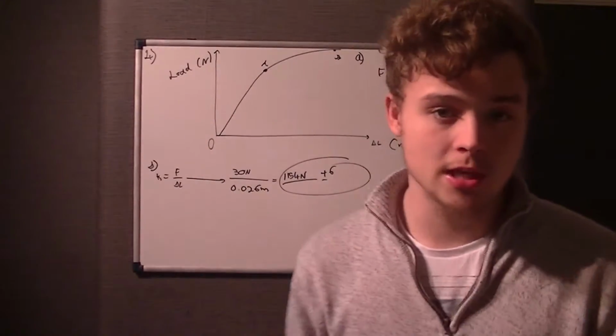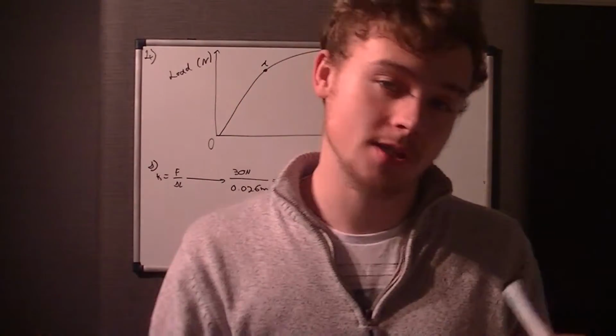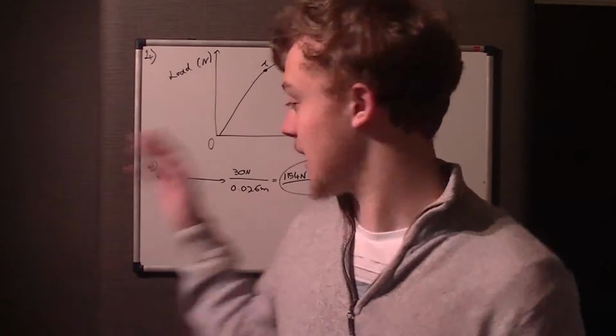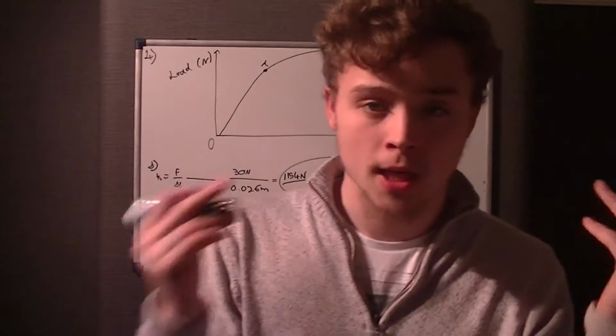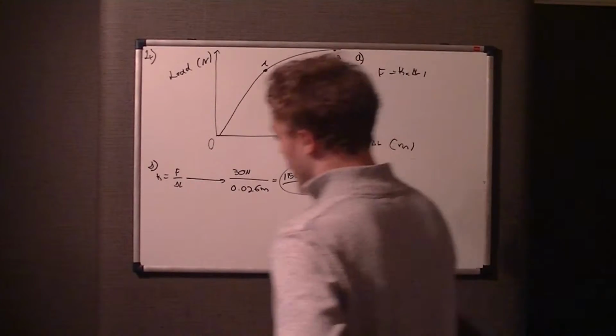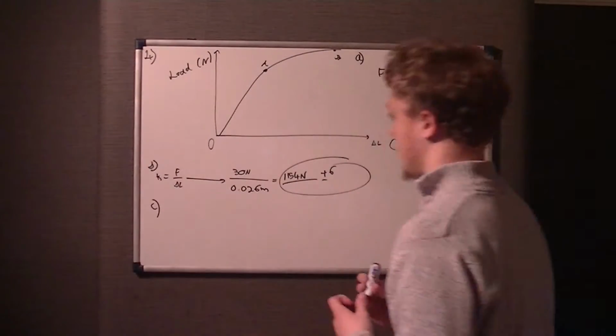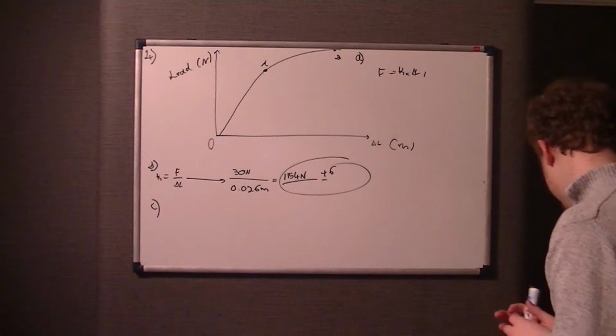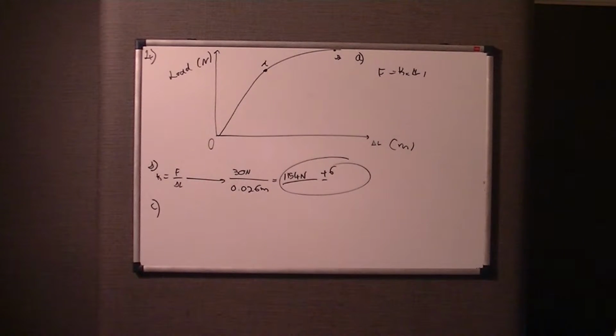If you got any answer in between there, you would get the full marks. As you go through the exams, as long as you get the gist, you just need to be a bit more accurate if you didn't get quite inside that range, but that's quite a generous range. So that's part B out of the way. So far it seems a nice, easy question. Part C says, use the graph to find the work done in extending the spring up to point B.